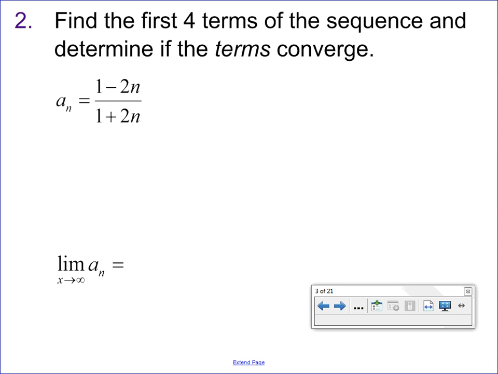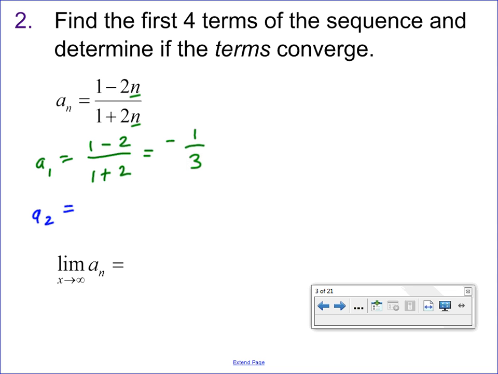All right, so let's go ahead and get the first four terms. We know we can get the first term as easy as plugging in 1 for my term number n everywhere I see it. And so when we do that, I get 1 minus 2 times 1 is 2 over 1 plus 2 times 1 is 2. So I get 1 minus 2 is negative 1/3. I'm getting negative 1/3. Raise your hand if you had a sub 1 is negative 1/3.